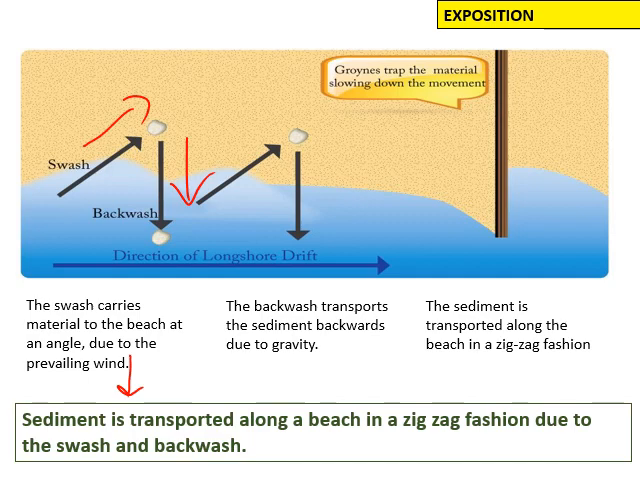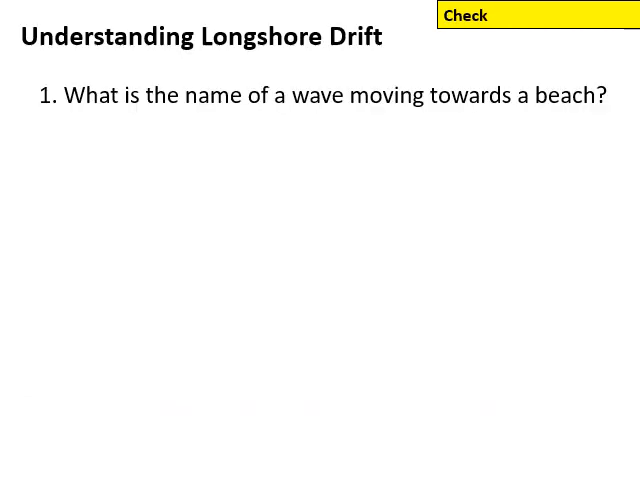Okay, let's see how much we've understood so far. So questions. What is the name of a wave moving towards a beach? Just want you to think what your answer is, and I will reveal an answer in a few seconds. Don't be shy to say it out loud. Okay, you should have the swash. Swash is when a wave moves towards the beach.